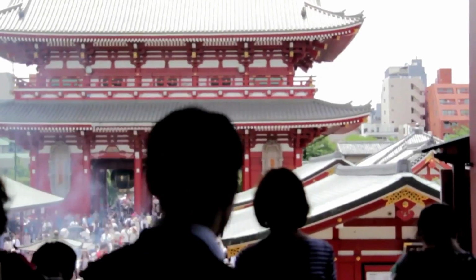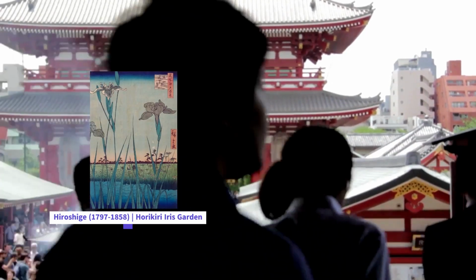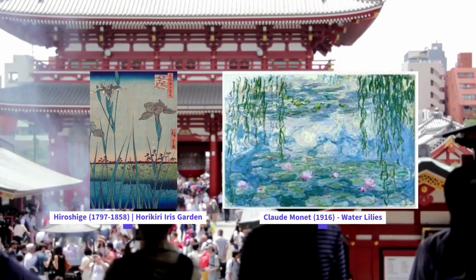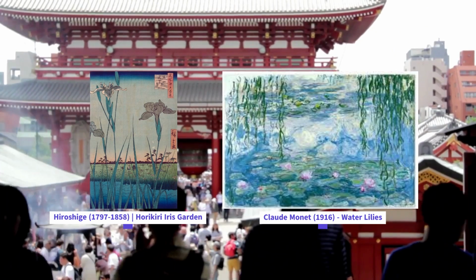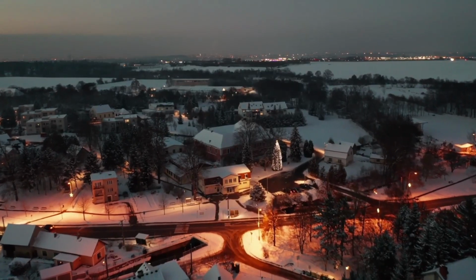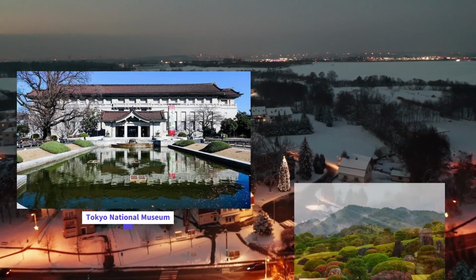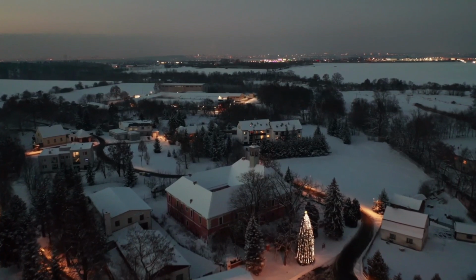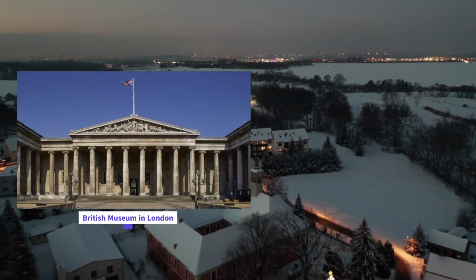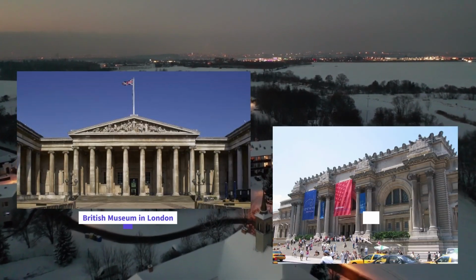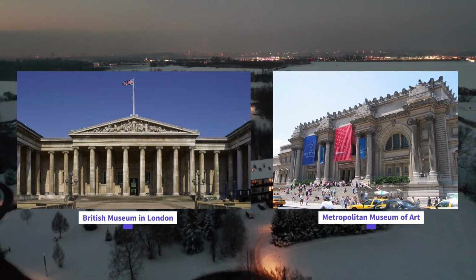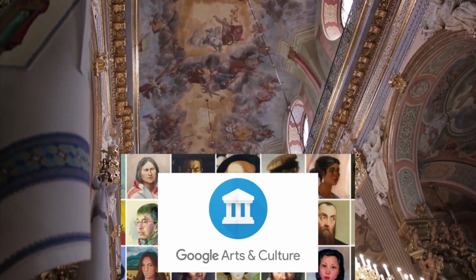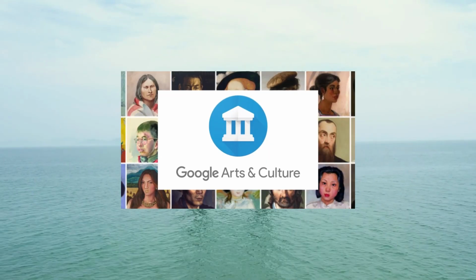The dialogue between Western artistic traditions and Japan resulted in a rich cultural exchange in the 19th century. There are several places where you can explore and appreciate ukiyo-e. In Japan, the Tokyo National Museum and the Adachi Art Museum in Okayama have vast collections of ukiyo-e works. Additionally, international museums like the British Museum in London and the Metropolitan Museum of Art in New York have exhibitions that include these artworks. You can also view these works and much more online by visiting Google Arts and Culture.